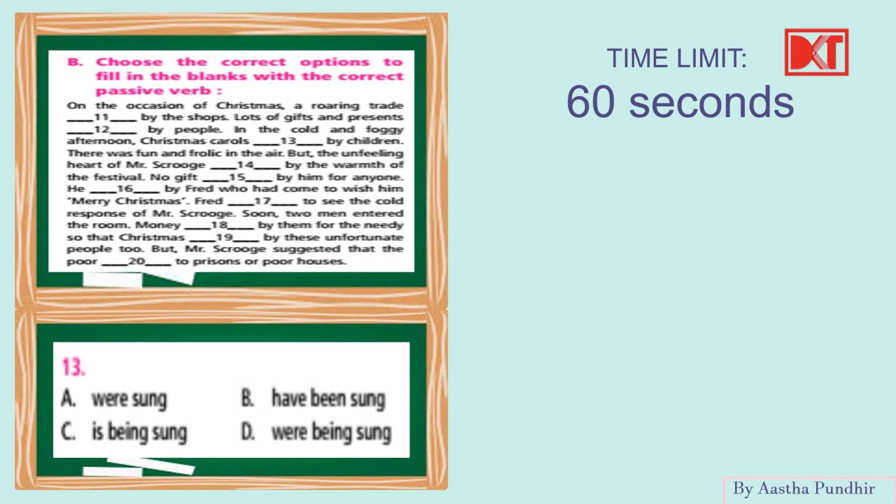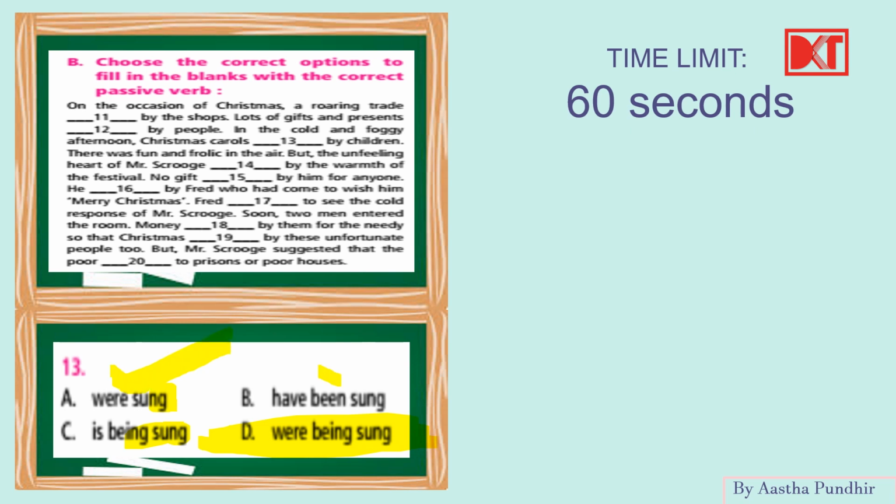Okay, next up. In the cold and foggy afternoon, Christmas carols dash by children: were sung, have been sung, is being sung, or were being sung. So in the cold and foggy afternoon, talking about an action that was happening. First of all, it is sung, V3 form, which is given in all of these, and the past tense, so were being sung. All right. Others you see, were sung, this is not a continuous one, just the past tense.